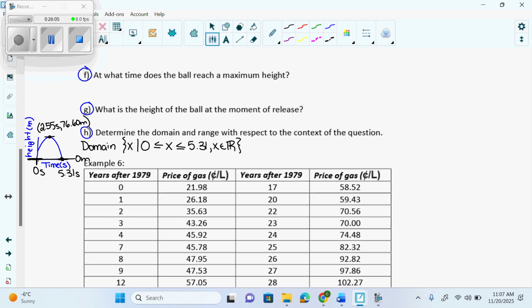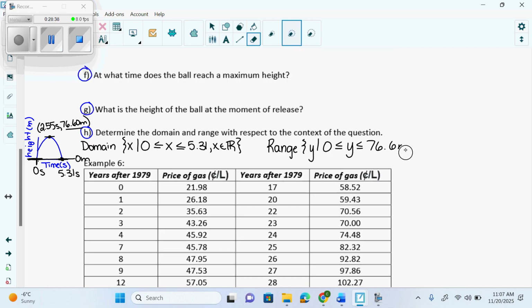A lot of people will tell me 2.55 seconds. That's how long it takes to reach the highest. What is the highest it goes? 76.60 meters. Do you see that? So it's the y, because we're looking at y's, because it's range. So our y is between 0 and 76.6. y such that 0 is less than or equal to y is less than or equal to 76.6 meters. I don't know why I put the M. y an element of the reals.